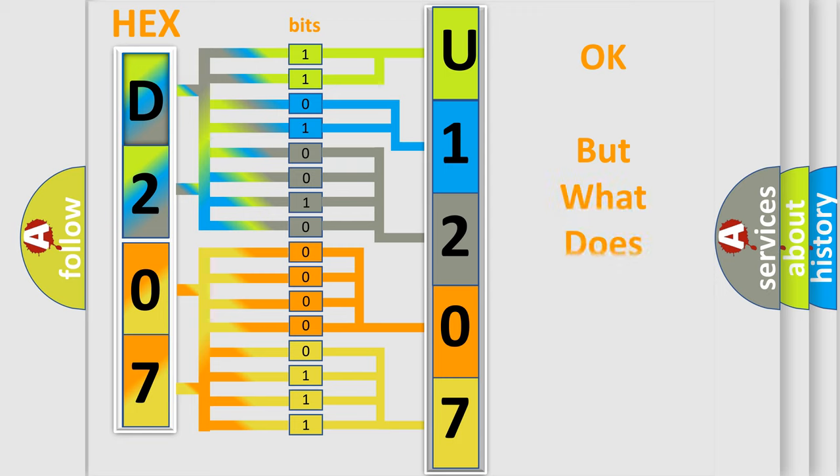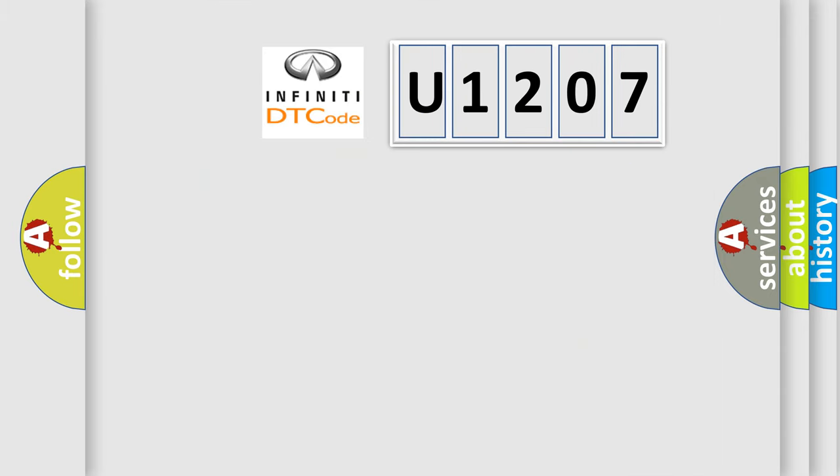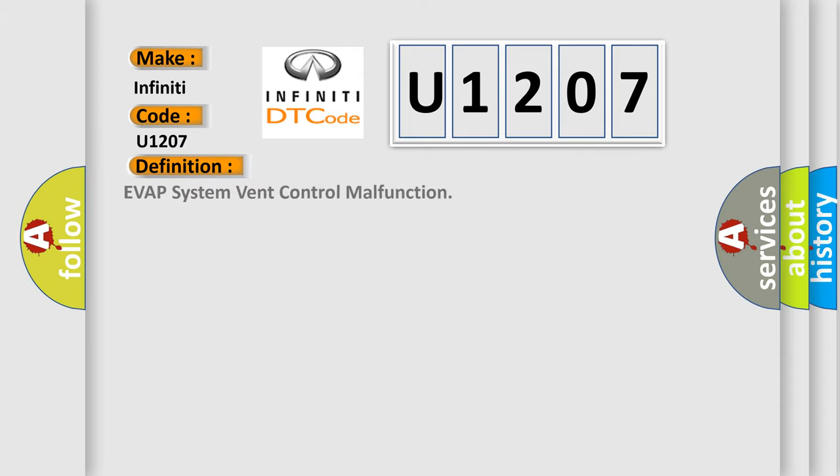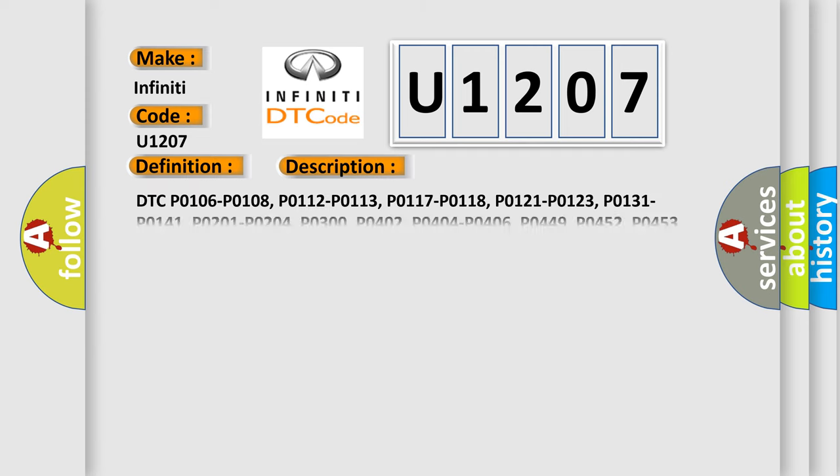The number itself does not make sense to us if we cannot assign information to what it actually expresses. So, what does the diagnostic trouble code U1207 mean specifically for Infiniti cars? The basic definition is EVAP system vent control malfunction. And now this is a short description of this DTC code.